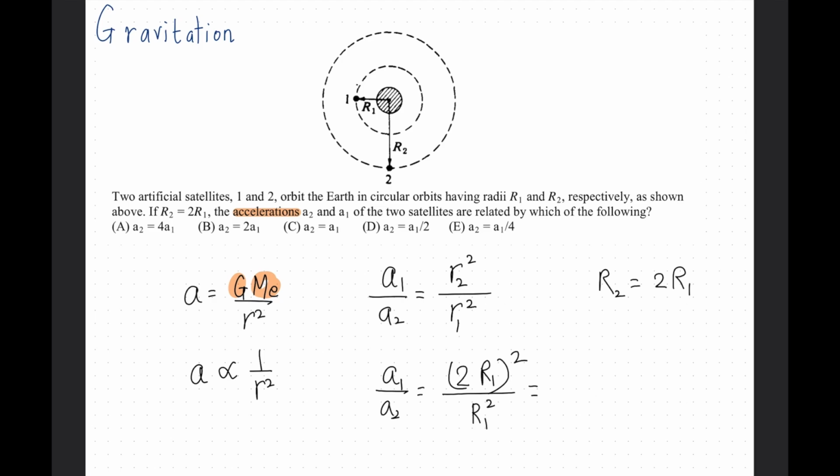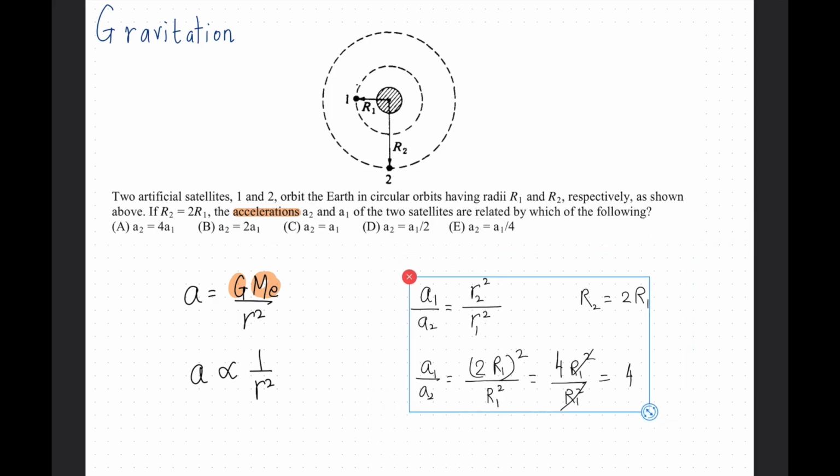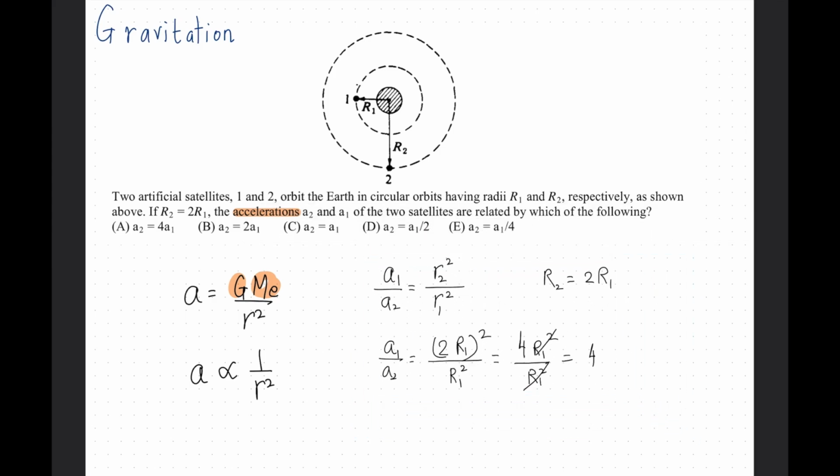If you open up the bracket, 2 square is 4, r1 square over r1 square. We can see that r1 square and r1 square can be cancelled out and we get that as 4. So we got, let's just make some space here to write. Okay, so we got a1 over a2 is equal to 4.